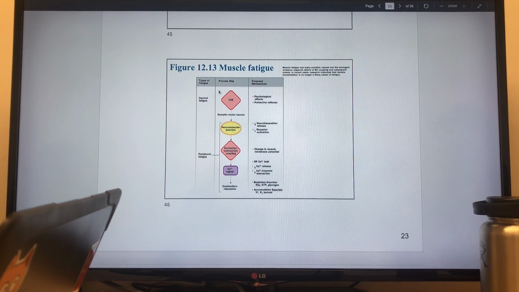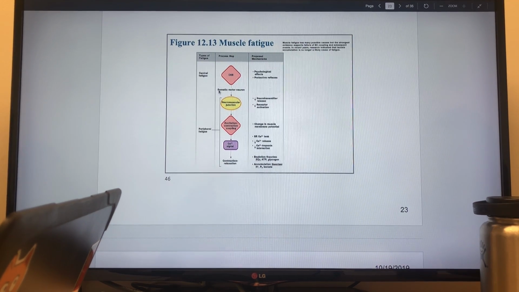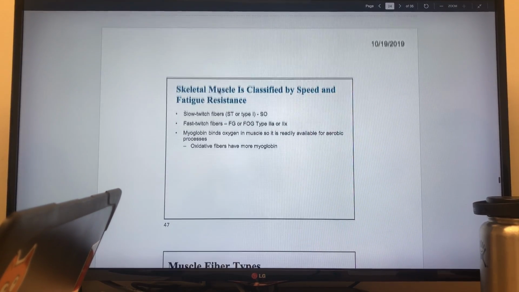So this might be a 1-point problem where she asks A or B, like she did in the exam. Is it this or is it this? And you'd be like, oh, it's this. Got it. Cool. Solid. And they both can influence one another. Your CNS can influence your PNS, and your PNS can influence your CNS.